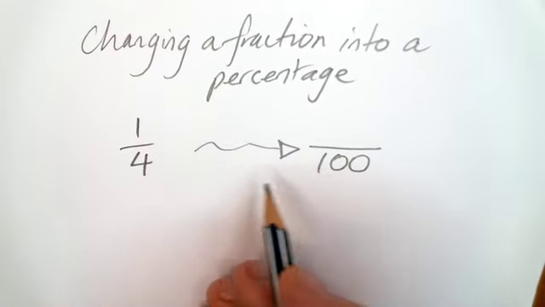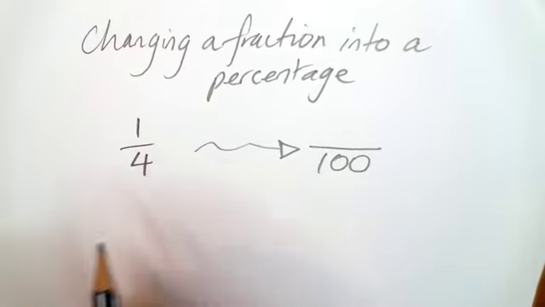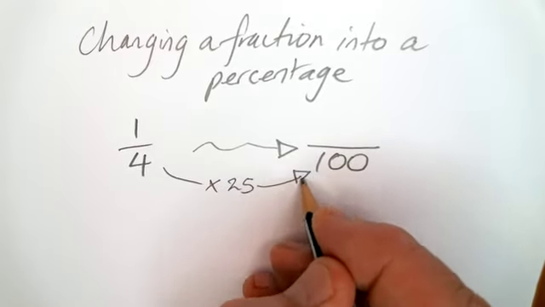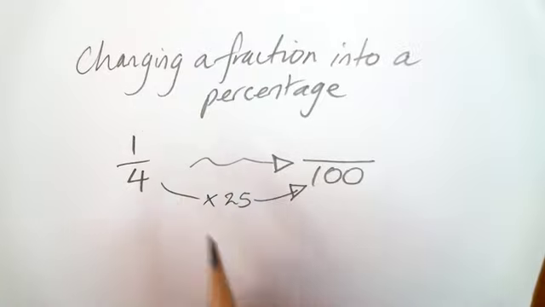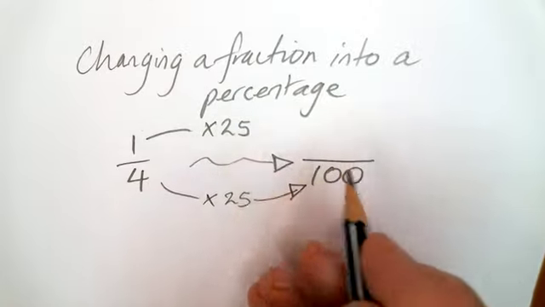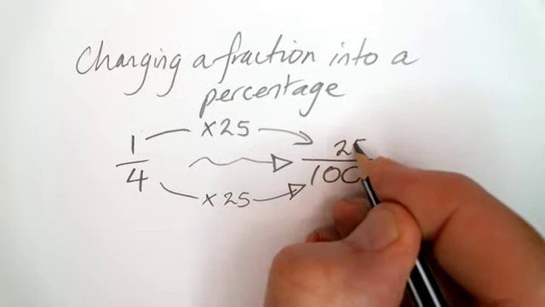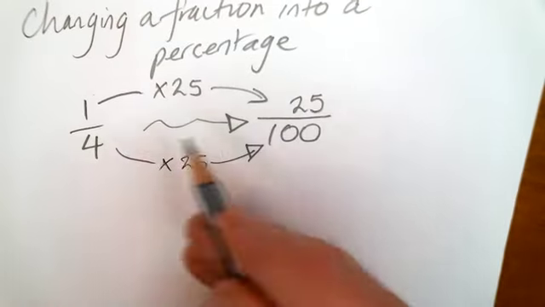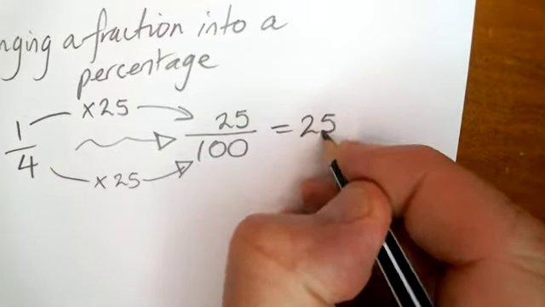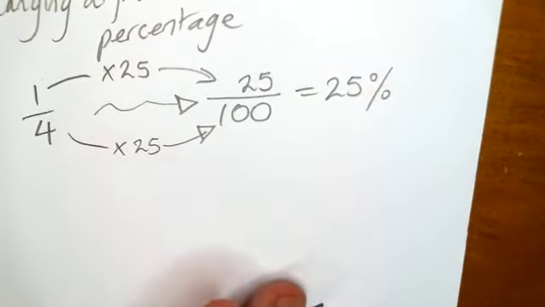So if we were to change 1/4 into a percentage, we can just ask the question, what do I have to do to 4 to make it into 100? Well, I know that I can multiply 4 by 25. So if I multiply 4 by 25, I arrive at 100. So if I do the same to the numerator, I multiply that by 25, I get 1 times 25 is 25. So 1/4 is 25 over 100, which is exactly the same as saying 25%. By its very nature, something over 100 is that number as a percentage.